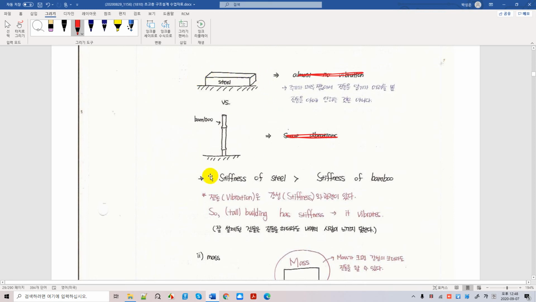In graduate school, we will study the mechanics of vibrations and stiffness versus flexibility using some math, but not here. As I said, we don't use mathematics, but we just intuitively understand this phenomenon right here.